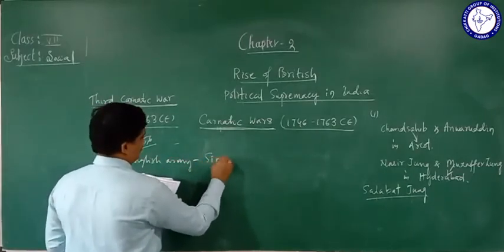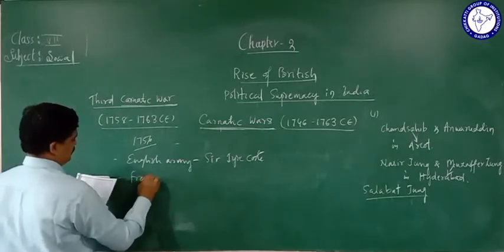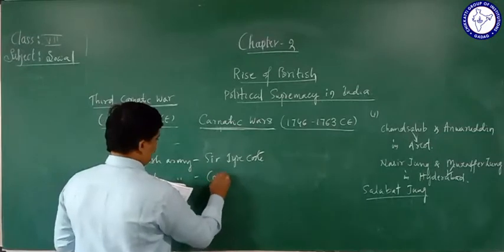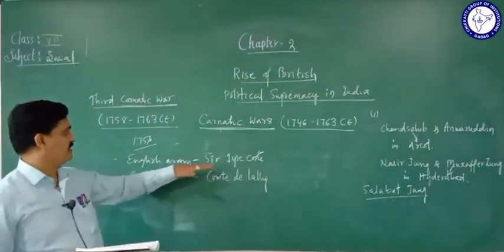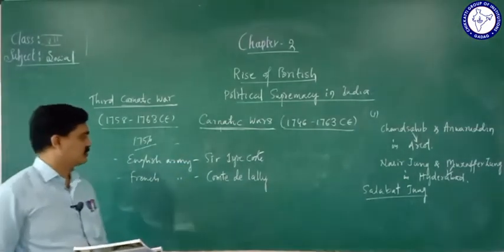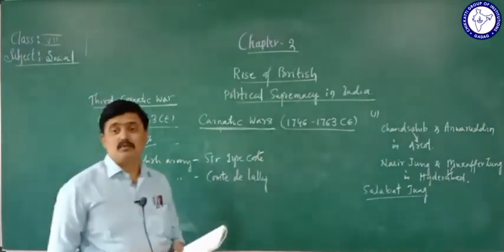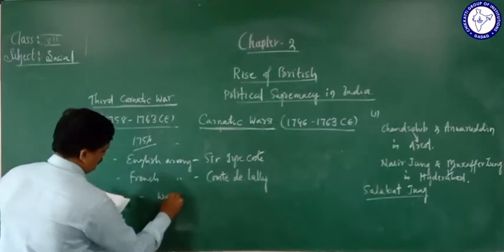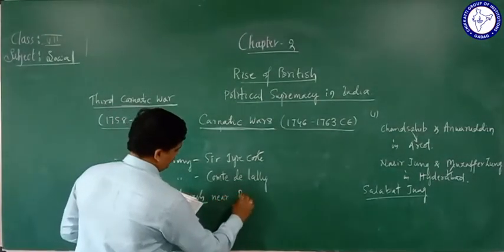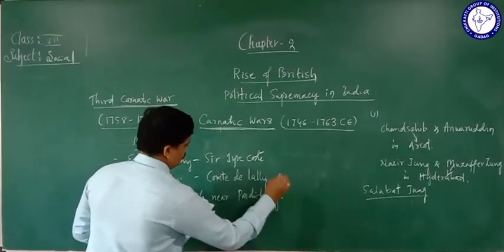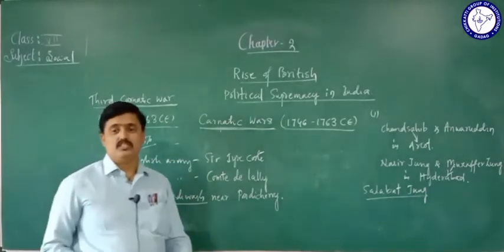See, the English army was led by Sir Eyre Coote, and the French army was led by Comte de Lally. Both faced each other in the place called Vandivash, near Pondicherry. Sir Eyre Coote and Comte de Lally faced each other at Vandivash near Pondicherry.